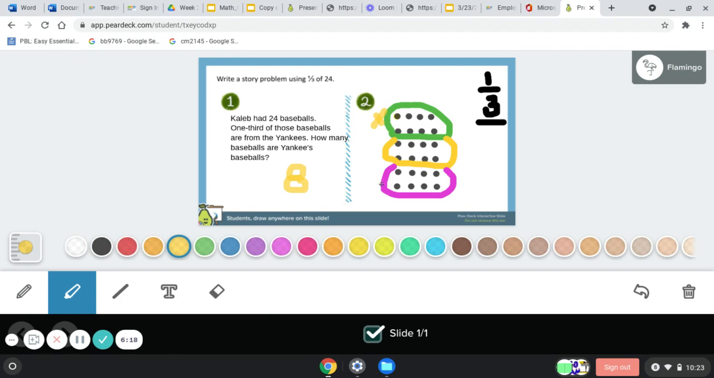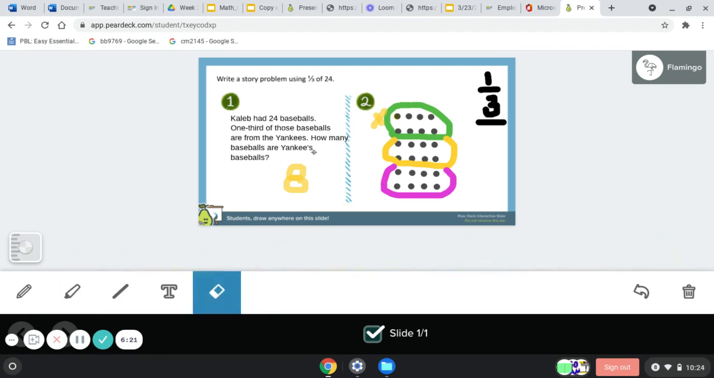Okay, now if you wanted to extend this problem, something that you can ask is, how many baseballs are in 2/3 of his collection? Or how many baseballs are not Yankee baseballs? There are a lot of different things that you can do with this problem to extend it. So let's actually try that. So we know that 1/3 of the baseballs are Yankee baseballs, and we know that that's equal to 8. But let's say the rest of the baseballs are Red Sox baseballs. So then how many baseballs would that represent?